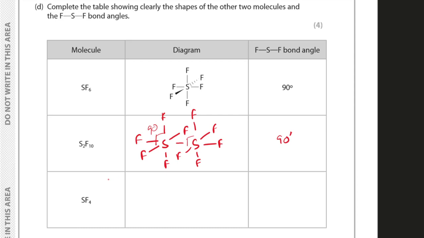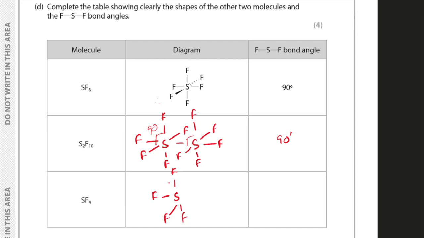Then they told you SF4. Again, we have to cut two fluorine atoms from the horizontal plane, not the vertical. If we cut two fluorine atoms, we'll be left with 4 fluorine atoms. So if you just cut 2 down here, that would be F F F F. So that is our answer.